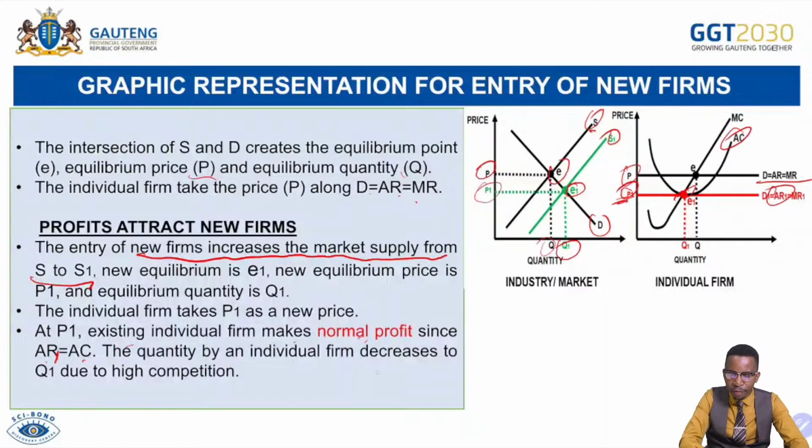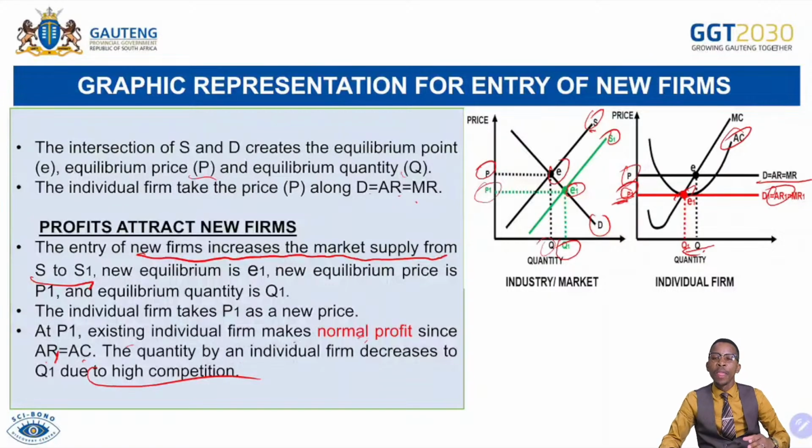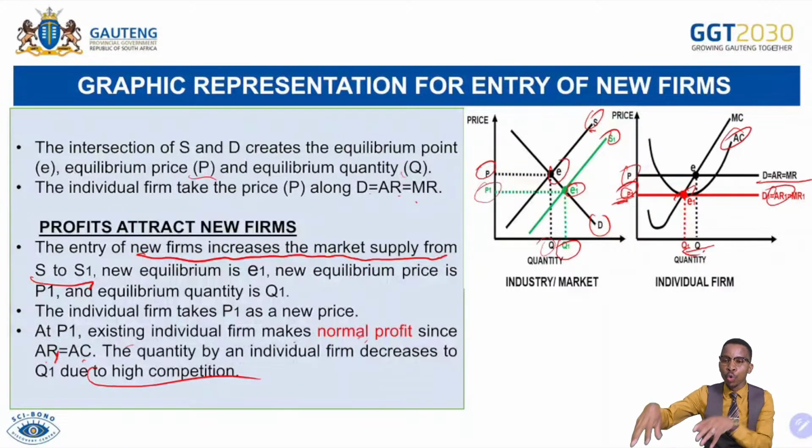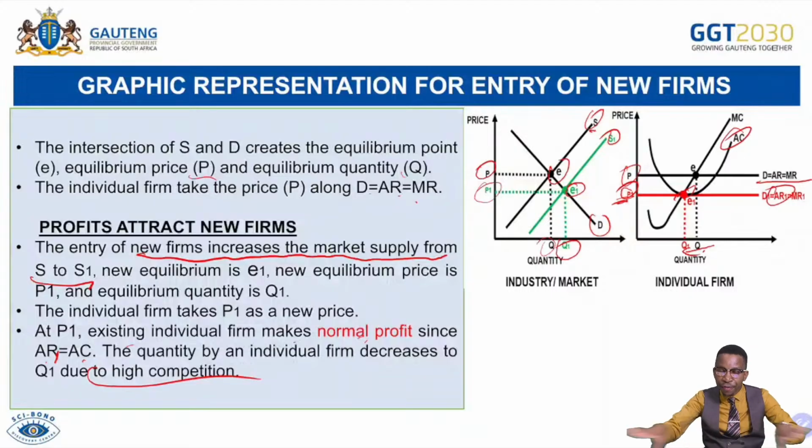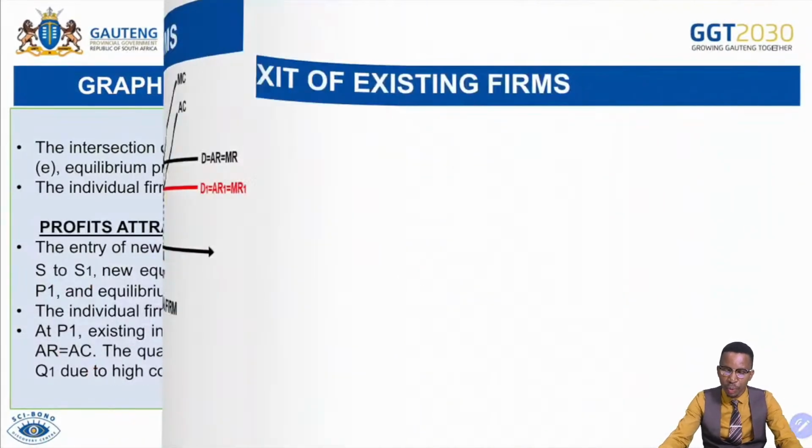The quantity by the individual firm decreases to Q1. We can see the quantity decreasing from maybe 20 to 10 because the firm is faced by a high level of competition. Remember, if you were the only supplier of the product in your own corner by your street, you will be making more profit because you don't have a competitor. Should you come across an increase in competition, that will be an increase in the market supply for your product. That simply means that you are no longer going to produce as much as you used to, because your consumers will be shifting to different suppliers. For that reason, your profit will be reduced from the economic profit to the normal profit because of high competition. That's what I'm talking about here.